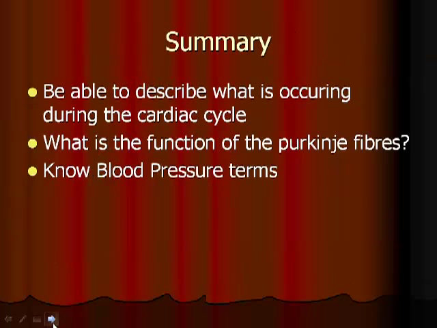Okay, so what should we be able to know? We have to make sure that we know what's occurring during the cardiac cycle. So in terms of SA contracting, the AV contracting, Purkinje, making sure we know what that means. And then also know all the blood pressure terms.